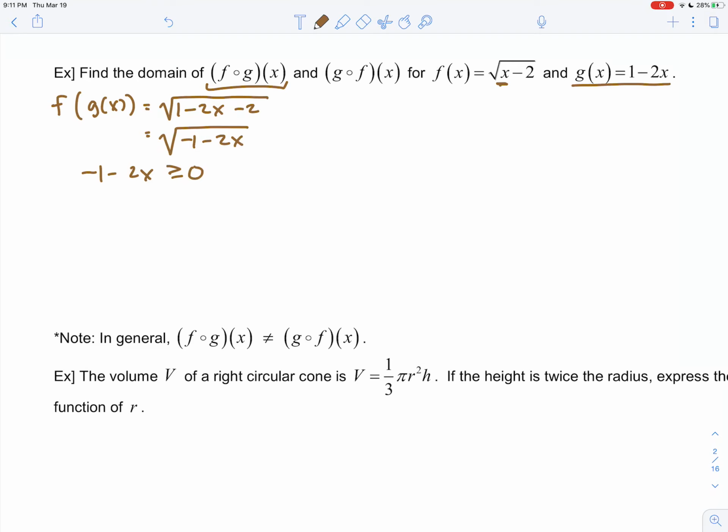So I'm going to go ahead and add 1 to both sides, and divide by negative 2. Remember that when you divide by a negative, you do switch the inequality to face the other direction. Okay, so I have x is less than or equal to negative 1/2. So my domain will be from negative infinity to negative 1/2, bracket, to include the negative 1/2.